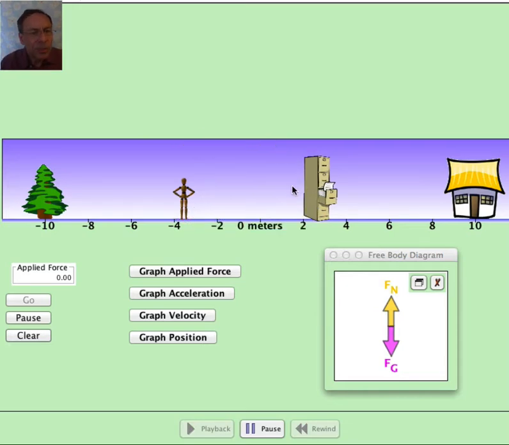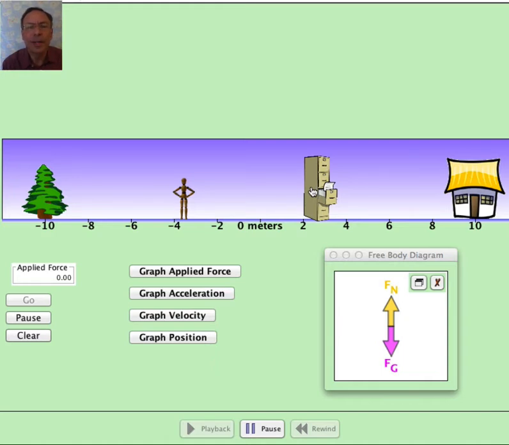Okay, did you see that red vector was getting bigger, bigger, bigger, and then as soon as the file cabinet started to move, what happened to that red vector, the friction force? Did you notice that it suddenly got smaller? That was the transition from static friction to kinetic friction. And one of the really interesting things about friction is that the kinetic friction force is always less than the maximum static friction.